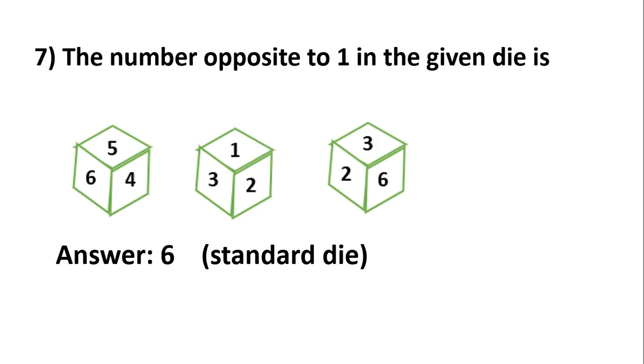Seventh question, the number opposite to 1 in the given die is. They have given 3 different views. Since it is a standard die, the opposite to 1 is 6.